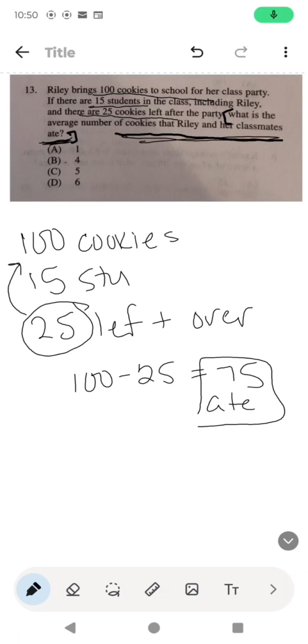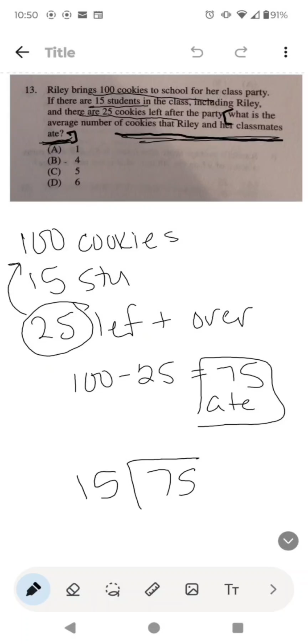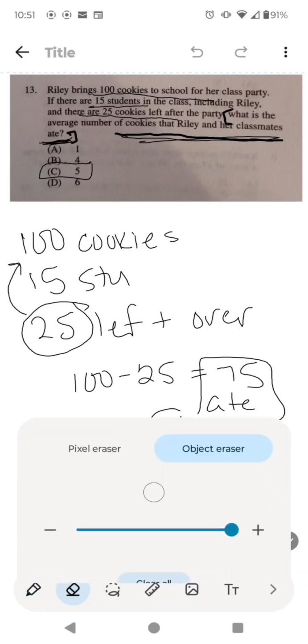Okay, so since they ate 75, we're going to take that 75 and divide it by the 15 students to figure out how many they ate per student. 75 divided by 15 is going to give us 5. They were some hungry little classmates, weren't they? 5 cookies per student on average. Excellent. All right, next question coming up.